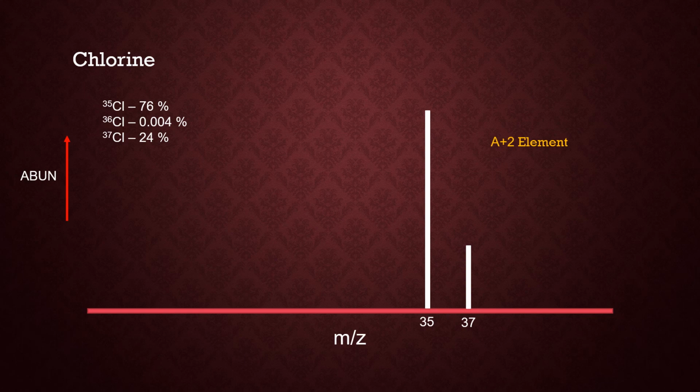And finally, we'll take a look at chlorine. Chlorine, in the modern mass spectrometer, is shown to be about 76% chlorine-35, combined with about 24% chlorine-37. You have a trace amount of chlorine-36, which is invisible to most analytical mass spectrometers. So you would recognize this as an A+2 element.